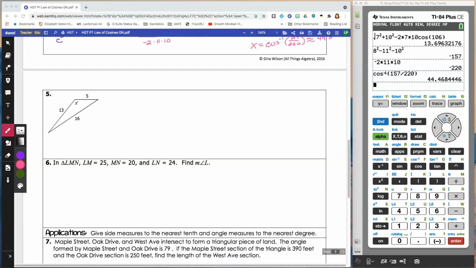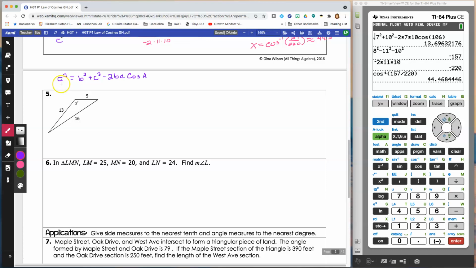So let's get started. What we need to remember is what the law of cosines looks like. Remember that it looks like a squared is equal to b squared plus c squared minus 2bc times the cosine of angle A. And remember that angle A is directly opposite the triangle from side A.